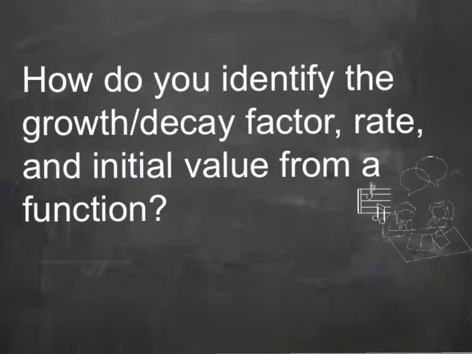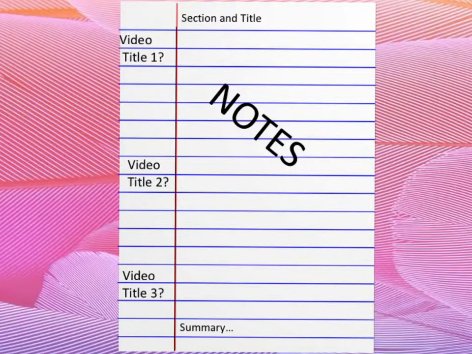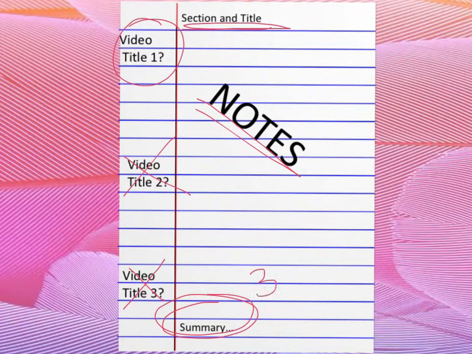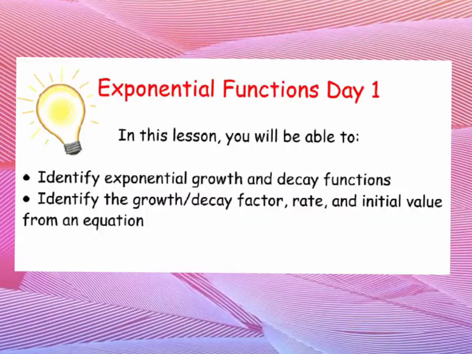notes from this video. Here's an example of how your notes should be set up to take notes from this video. There is only one video title, and this is it. There's no video title 2 or 3. Make sure you complete your notes, write your section and title up top, and then do your summary at the end, which should be 3 to 4 sentences in length.